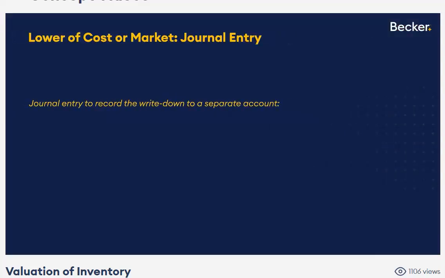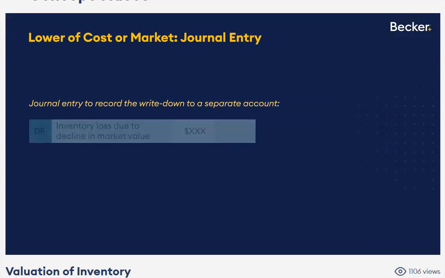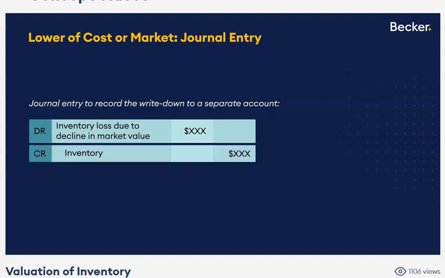Alrighty. So now you've got to do your journal entry. We're probably going to debit loss for the decline in market value. You might be debiting cost of goods sold, but if it's not material, you'll just increase your cost of goods sold and credit your inventory. Otherwise, if it's substantial, unusual, a separate line item, we'll debit the loss on the inventory and credit the inventory.